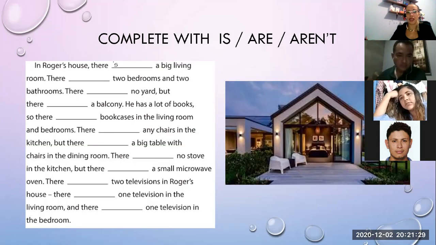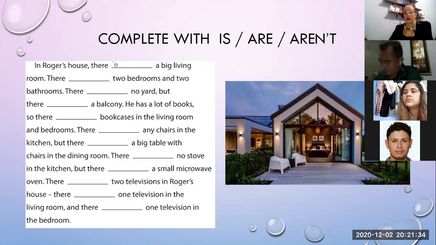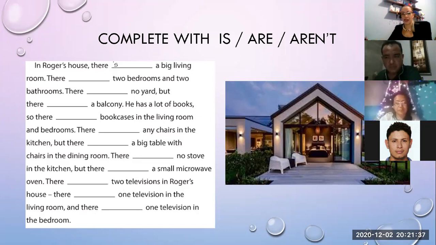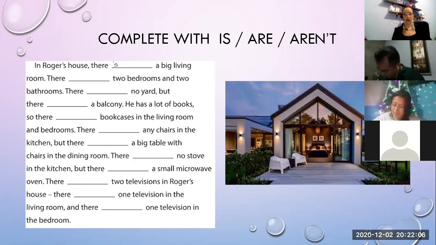So taking this as a model, can you make a short paragraph about your house? Un pequeño párrafo acerca de su casa, unas cinco líneas, tomando esto como ejemplo, pueden poner algo similar acerca de su casa. They can say, in my house, there is a big living room. There is no TV in the living room, and so on and so on.